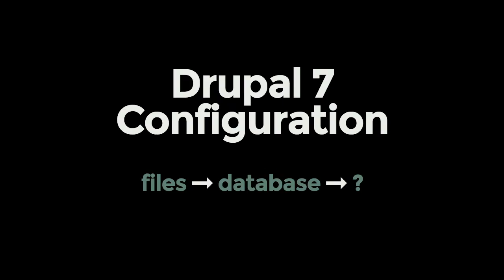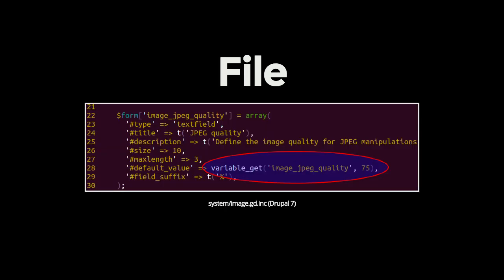So if we compare how we're doing things in Drupal 8, where I talked about files to database to files, in Drupal 7, sometimes configuration was provided by files, and sometimes it went into the database, but then getting the configuration out of your site was not always a consistent process. So I have a question mark there to represent that. So what do I mean by that? For example, in this form array here, we have the variable get, and that is grabbing JPEG quality. In this particular instance, it's kind of mixed in there with the other information about the form.